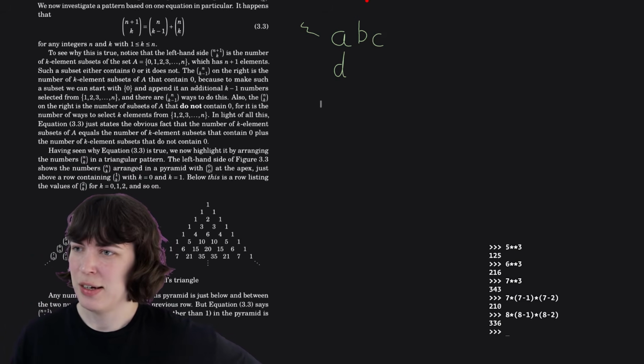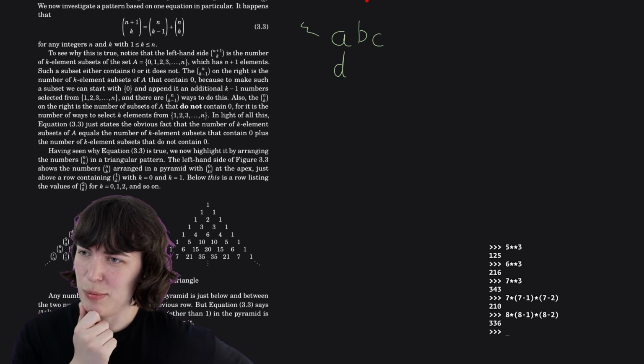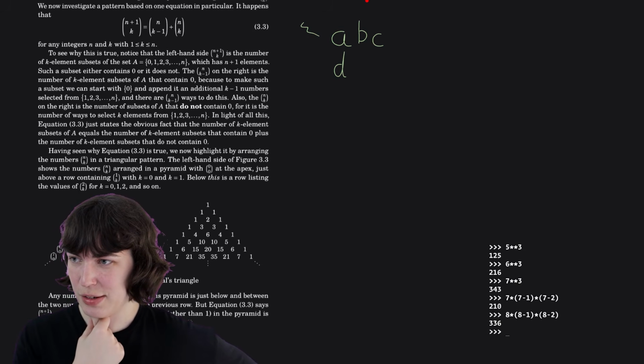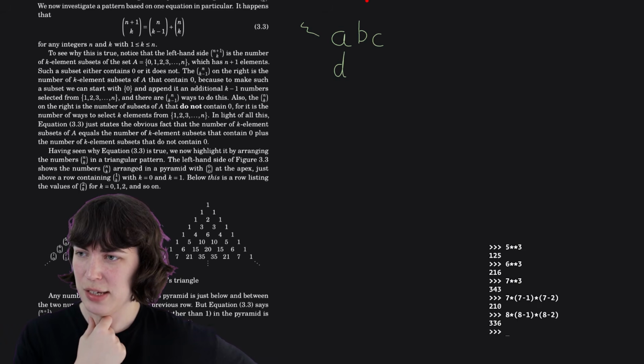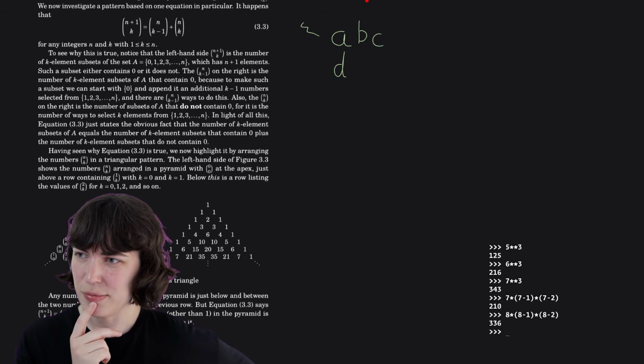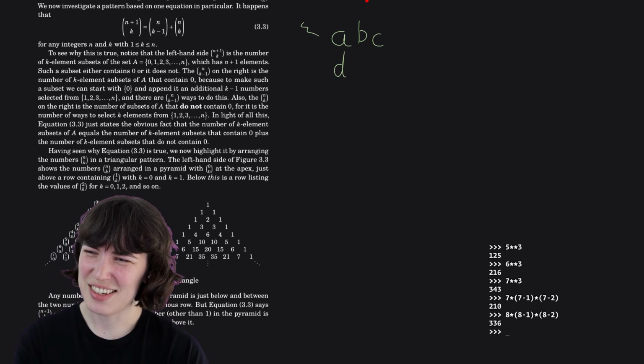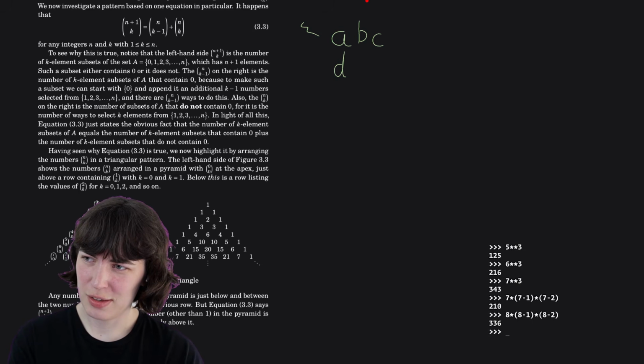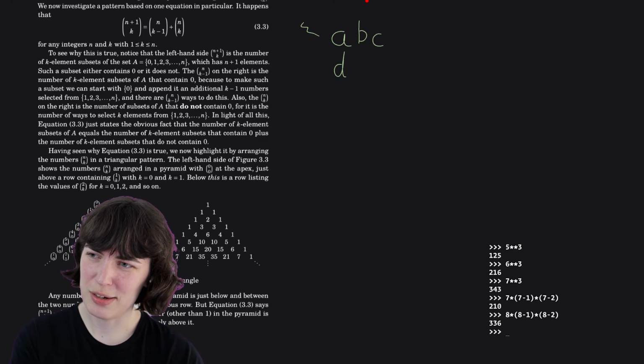Okay, let's read on. To see why this is true, notice that the left-hand side, n plus 1 choose k, is the number of k element subsets of the set A, where A is the set of the numbers 0 through n, which has n plus 1 elements. That's acting as a filter, right?